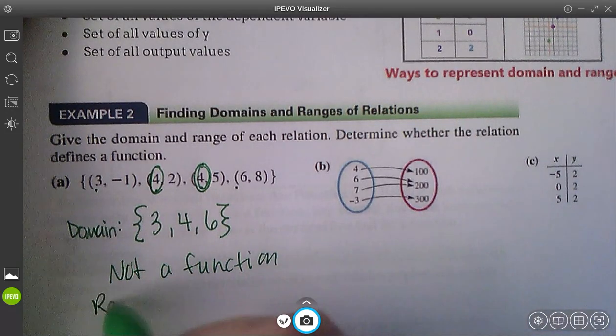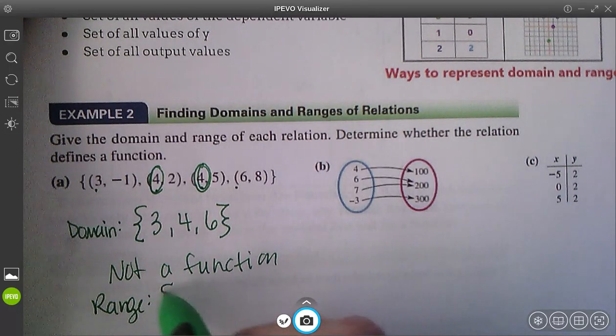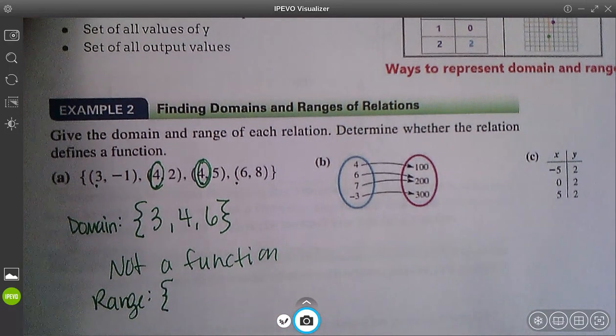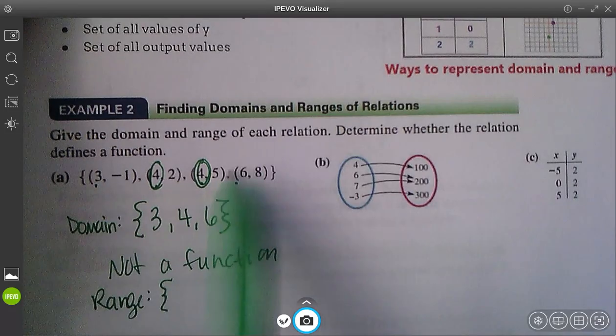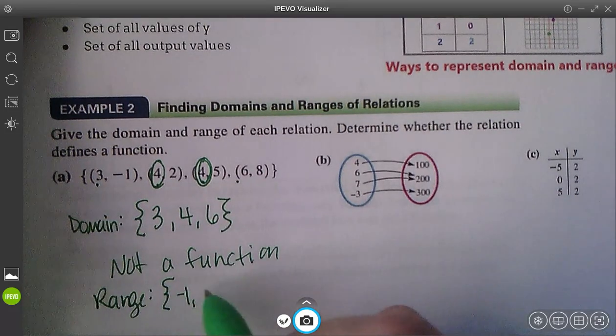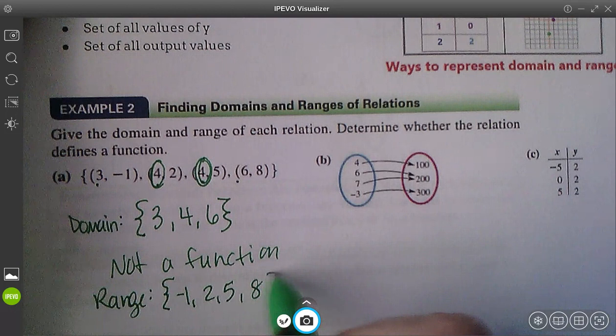And then for the range, we're going to make a set of numbers that includes all the y values. -1, 2, 5, and 8. And those are already in order. So I just need to list them out.